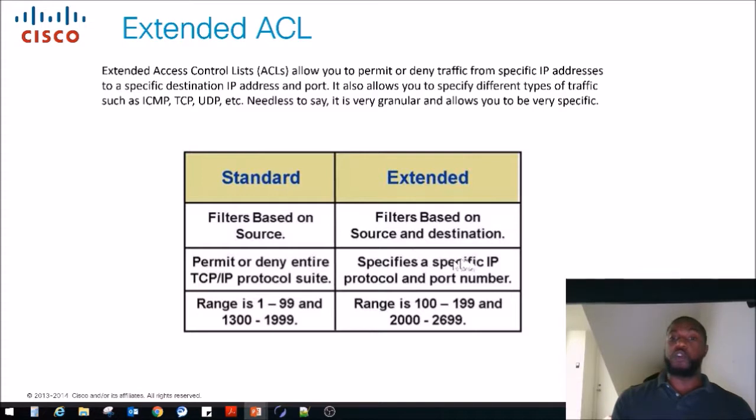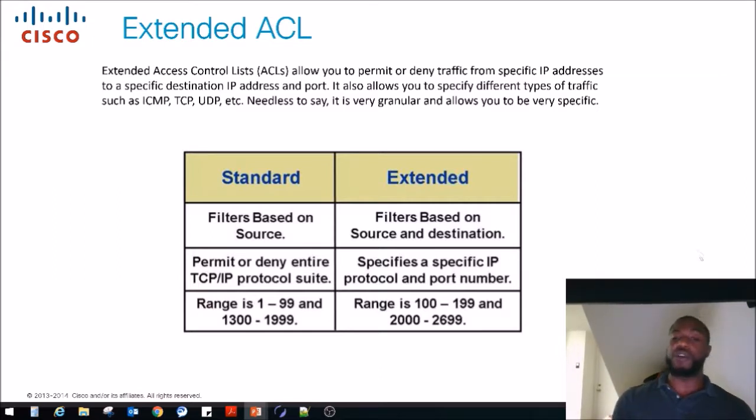With extended ACLs you can also filter by IP protocol. In other words, you can filter just HTTPS traffic, or you can only accept SSH traffic. Again, extended ACLs are very granular. They're so flexible, you can create all kinds of rules and make it really complex. You can also filter by port number, such as Telnet is 23, SSH is 22, HTTPS is 443, and so on and so forth.